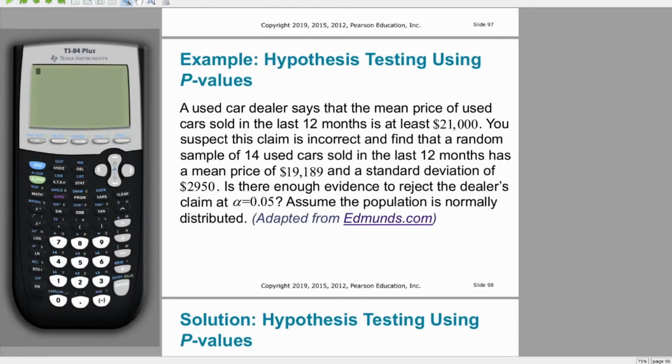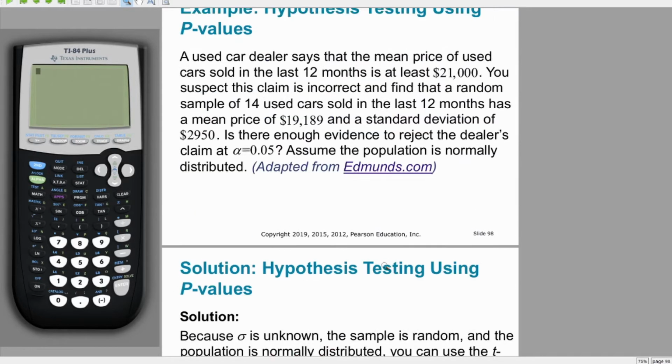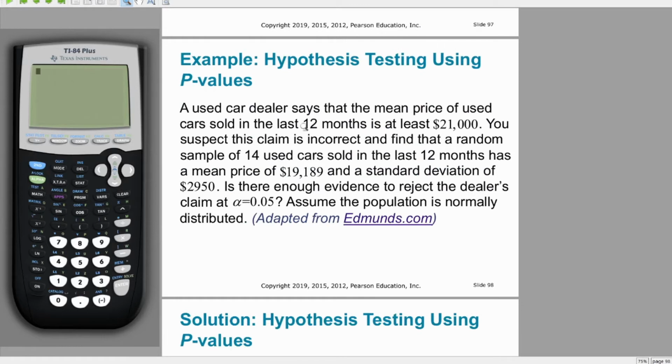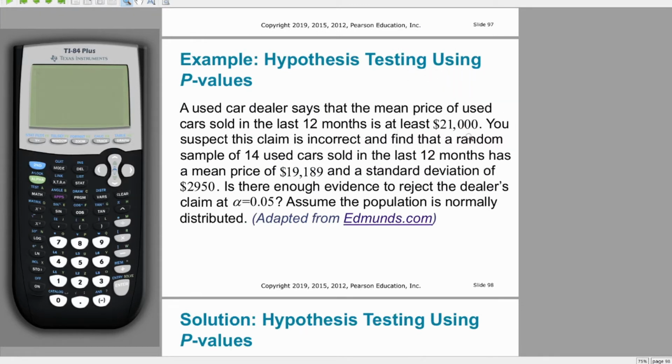So now we're going to see how we can run a hypothesis test using the t-distribution in the calculator, where we should pay close attention to what we're being asked to find. Here we have one of those rare cases where our claim lands in the null, as we are starting from the claim that the mean price is at least 21,000. There we have an equality in that claim, so it is in the null.